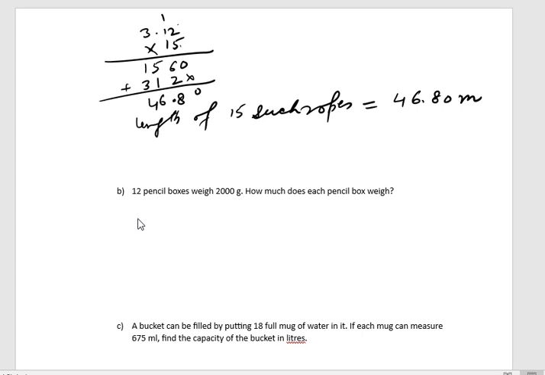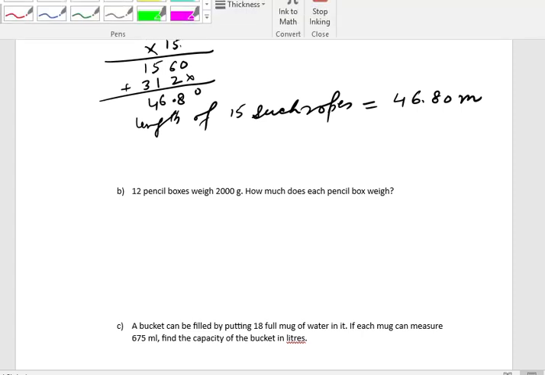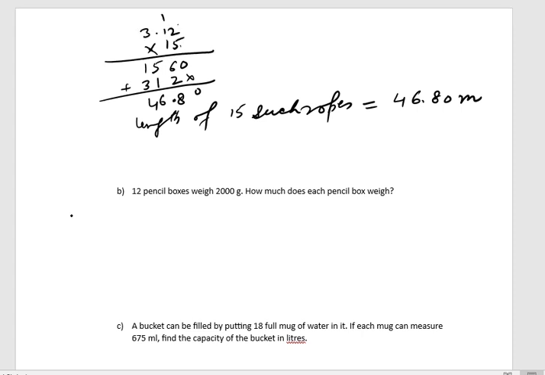So the second question is, 12 pencil boxes weigh 2000 grams. How much does each pencil box weigh? So what is the weight of one pencil box? These are word problems, so we have to write some sentences. So let me write. What would be the sentence? Weight of 12 pencil boxes equals 2000 grams.